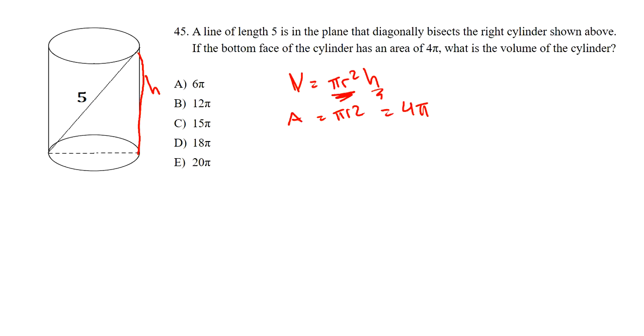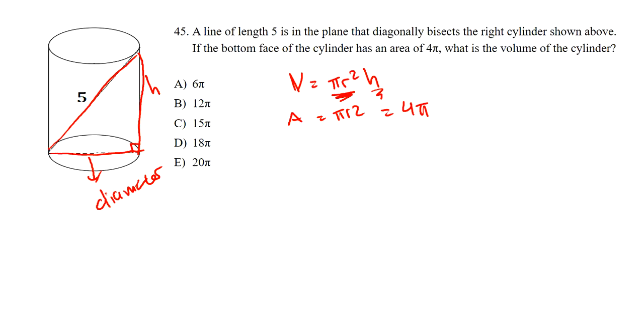Well, we know that this forms a right triangle, using this line that we have. So we can get this right triangle where the hypotenuse is 5, this side, h, is the height we're looking for, and the bottom portion here is the diameter of the bottom surface, or the bottom face. So, how do we find the diameter?